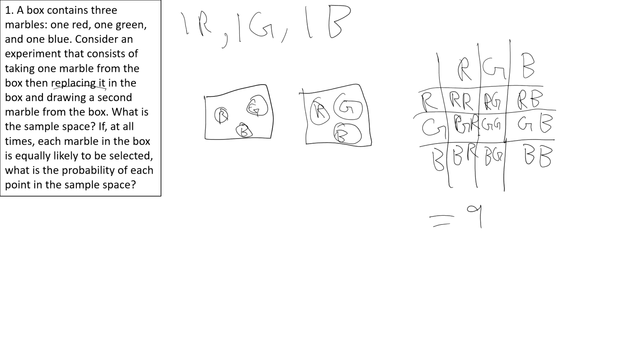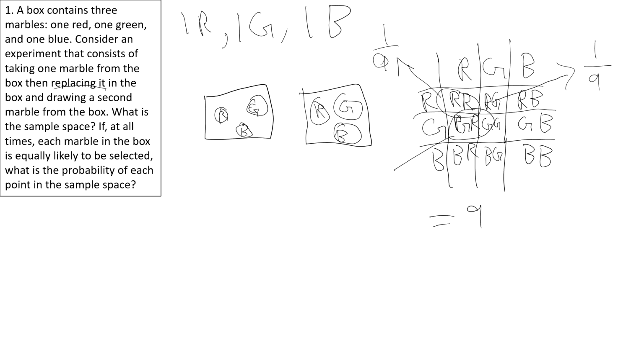If at all times each marble in the box is equally likely to be selected, what is the probability of each point in the sample space? If there is equal probability, then obviously for each point like RR, we will have 1 by 9, because everything is equally likely to happen. Then for red green we will have 1 by 9. Then there is another, green red.